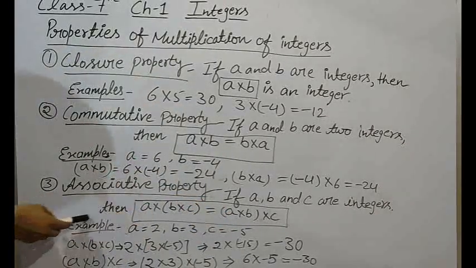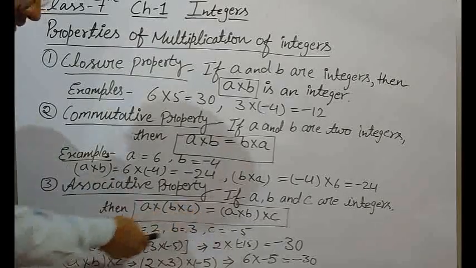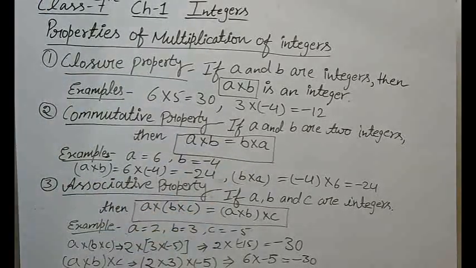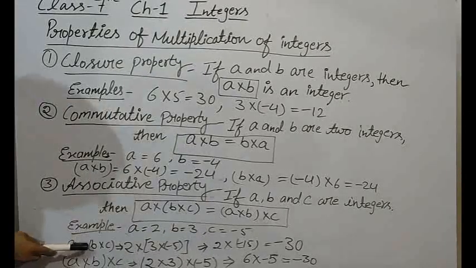We take one example. Here are three integers: a is equal to 2, b is equal to 3 and c is equal to minus 5. So first we solve a multiply b into c.